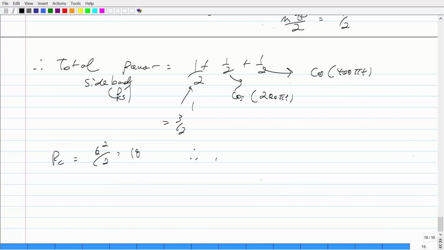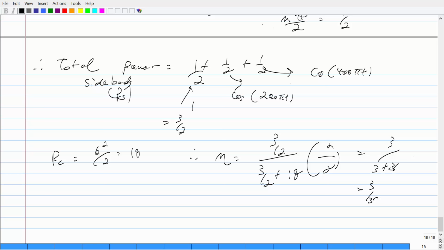Therefore, the efficiency is going to be 3 over 2 divided by 3 over 2 plus 18. If I multiply it up and down by 2, this becomes 3 divided by 3 plus 36, which is 3 over 39, or 1 over 11, which is pretty bad. It's not a very good efficiency. I think it's like 9%. That's actually pretty bad.